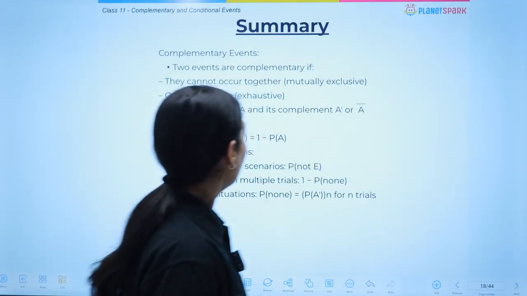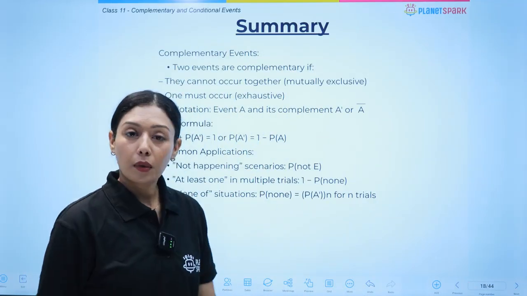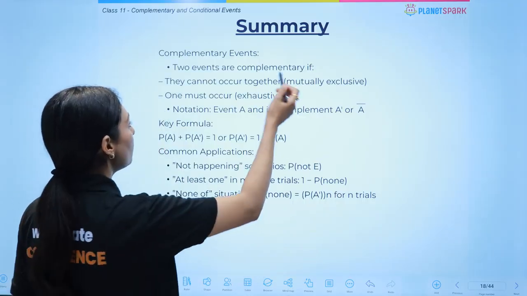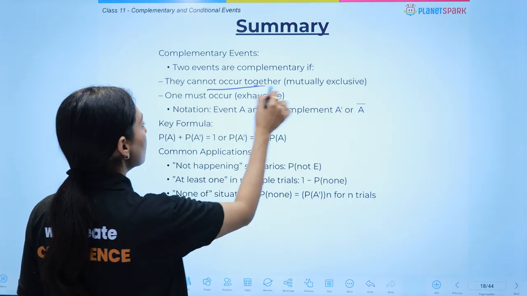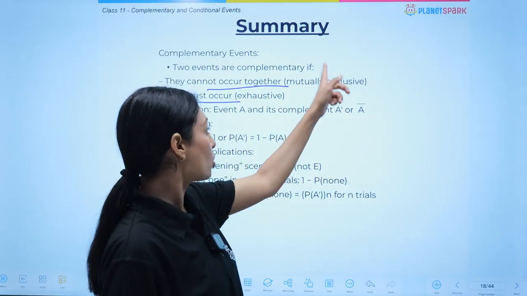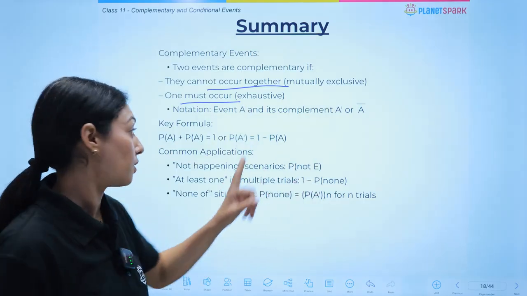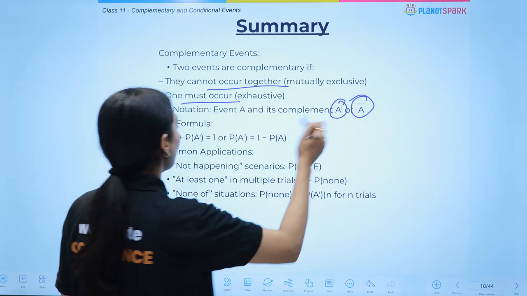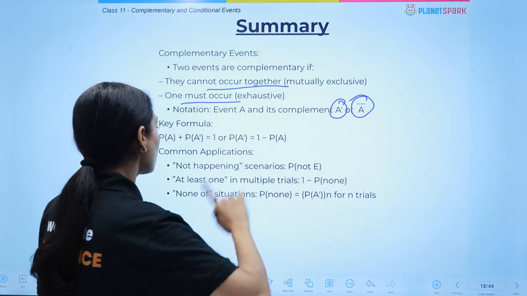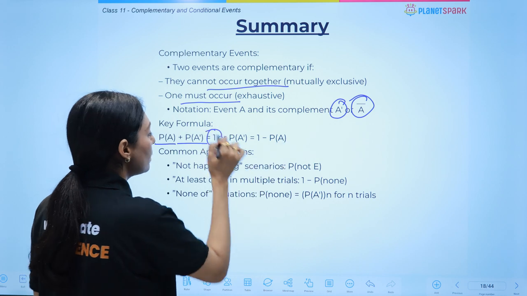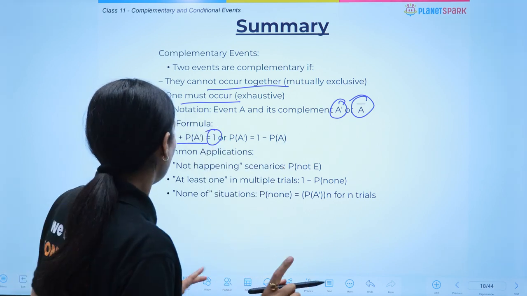Okay. Okay then, that was all everybody. Let's quickly summarize what we learned here today. Complementary events. When will events be complementary? We have two conditions. They cannot occur together and one of them must occur. That means they should be mutually exclusive and exhaustive. Okay. Then this is the notation we use: A dash or A bar or not A. What is the relationship of probability? Probability of A and probability of A complement is equal to 1. The sum is 1 there.